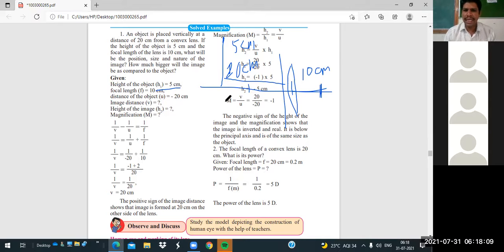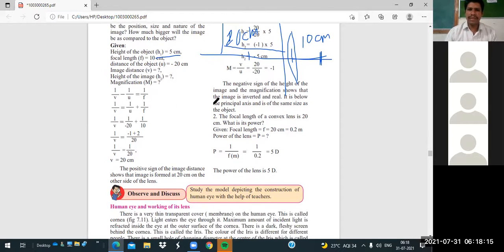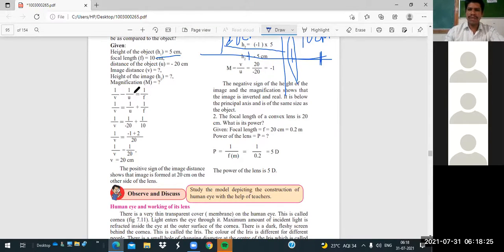Then we have to find the image distance, where that image will be formed. Then the height of the image, h2. And last one, how much bigger means magnification, we have to find here. So we can write the formula: 1 upon v minus 1 upon u is equal to 1 upon f. This is your lens formula. 1 upon v minus 1 upon u is equal to 1 upon f.